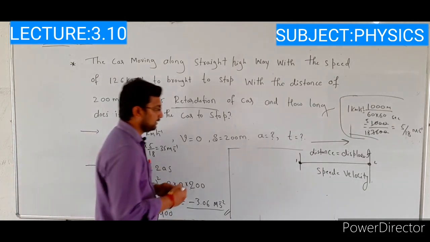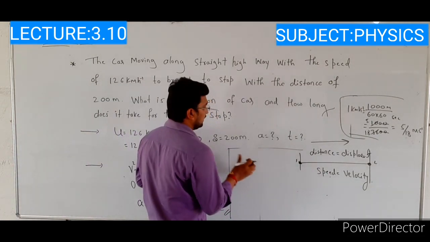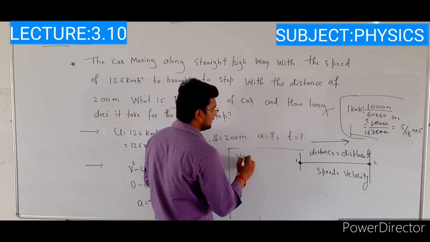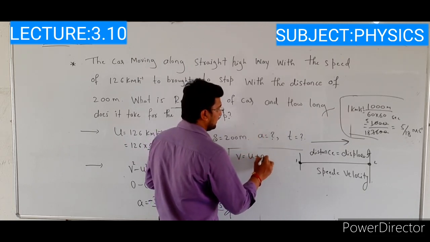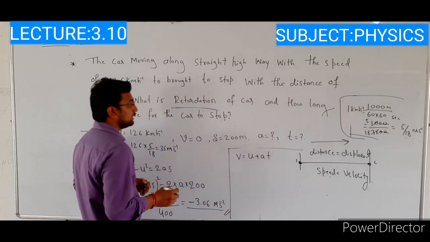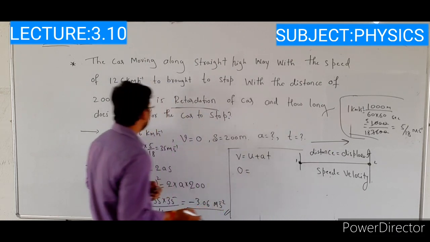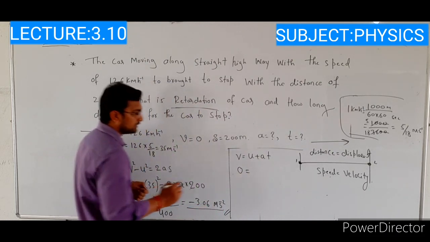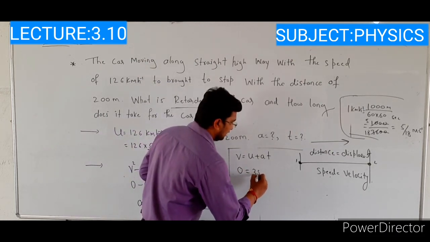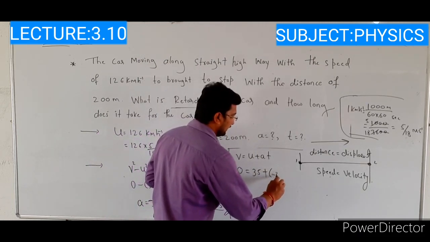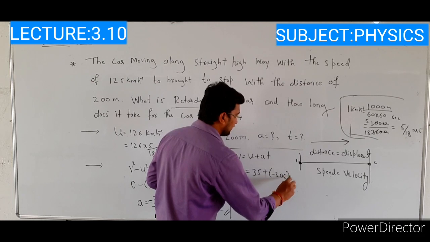Okay, the next one. Here we are going to find the time. For this we use the formula v is equal to u plus at, right? We already know the final velocity is 0. The initial velocity is 35 meter per second. So 0 is equal to 35 plus the acceleration value, which is negative, minus 3.06 into time t.